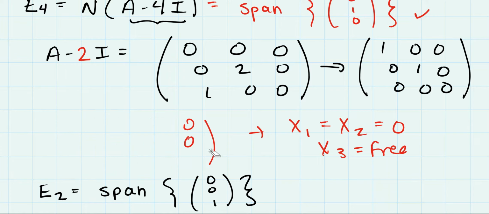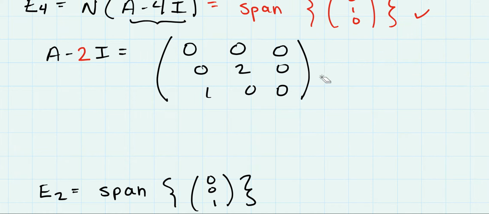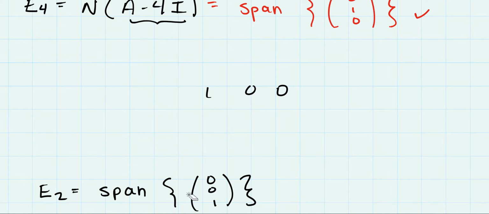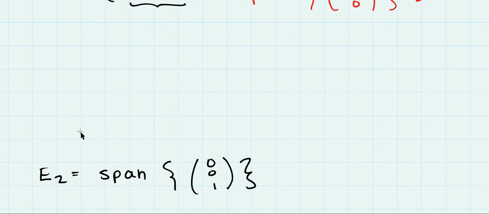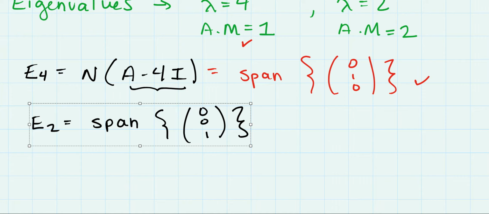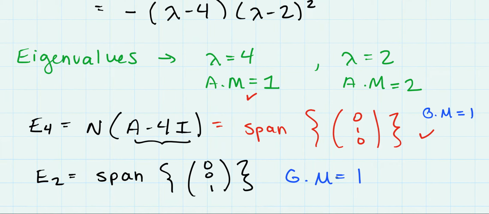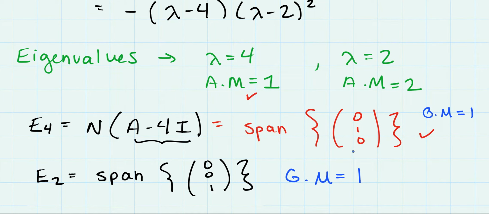Okay. Now that we have this, I'm going to put this closer to E4. And you can see that the algebraic multiplicity, which was 2, is not equal to the geometric multiplicity, which is 1. Let's keep that. I'm going to say here we have the geometric multiplicity is 1, and here I have the geometric multiplicity is 1. So this matrix is in fact not diagonalizable.